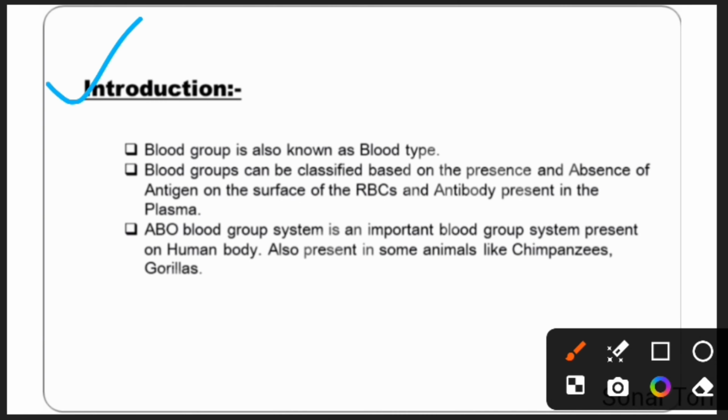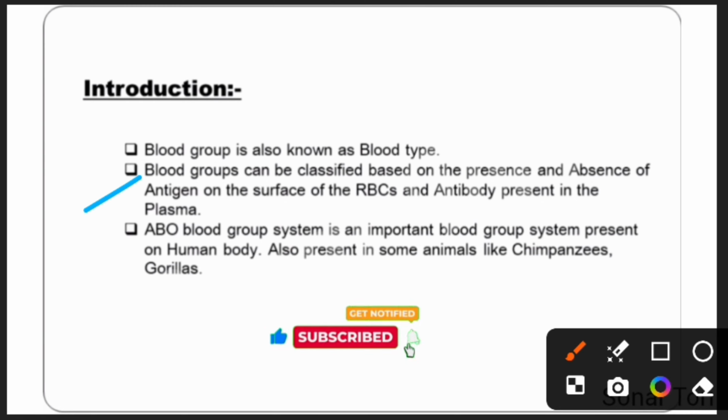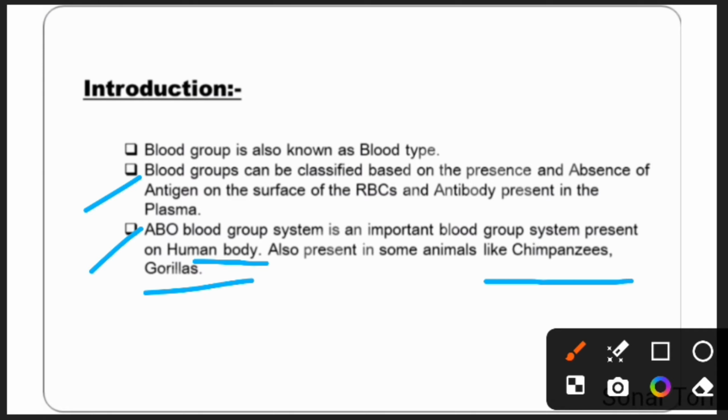First of all, introduction. Blood group is also known as blood type. Blood group can be classified based on the presence or absence of the antigen on the surface of the RBCs and antibody present in the plasma. If a specific antigen is present on the RBC, according to this, there is a specific name of this blood group. Then ABO blood group system is an important blood group system present in the human body, and it is also present in some animals like chimpanzees and gorillas.